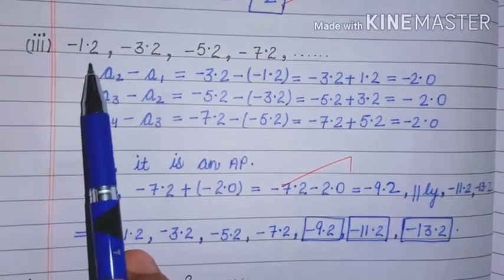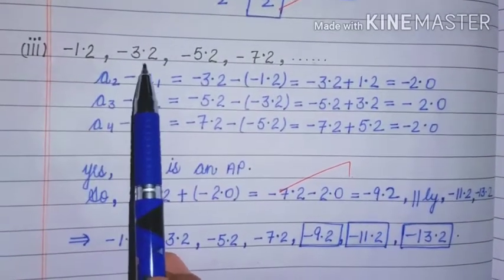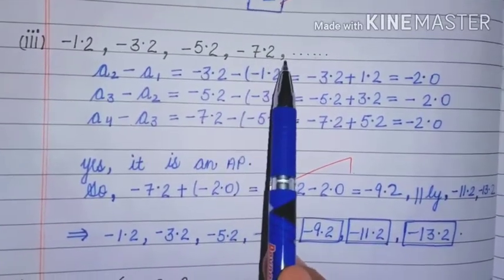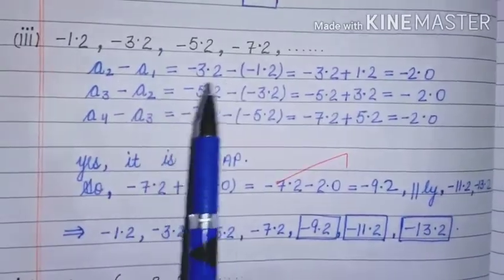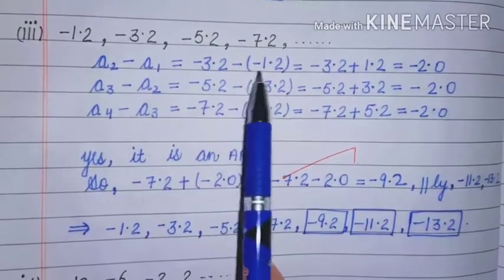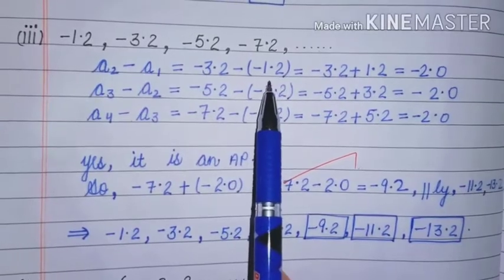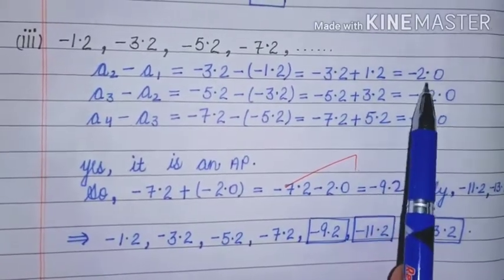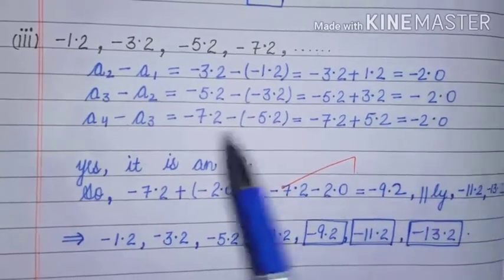Next part beta: minus 1.2, next term is minus 3.2, next minus 5.2 and next minus 7.2. Here also you will find D, A2 minus A1. A2 is minus 3.2 minus A1, and A1 is also of negative sign. So here it becomes plus beta. After solving you will get minus 2.0.